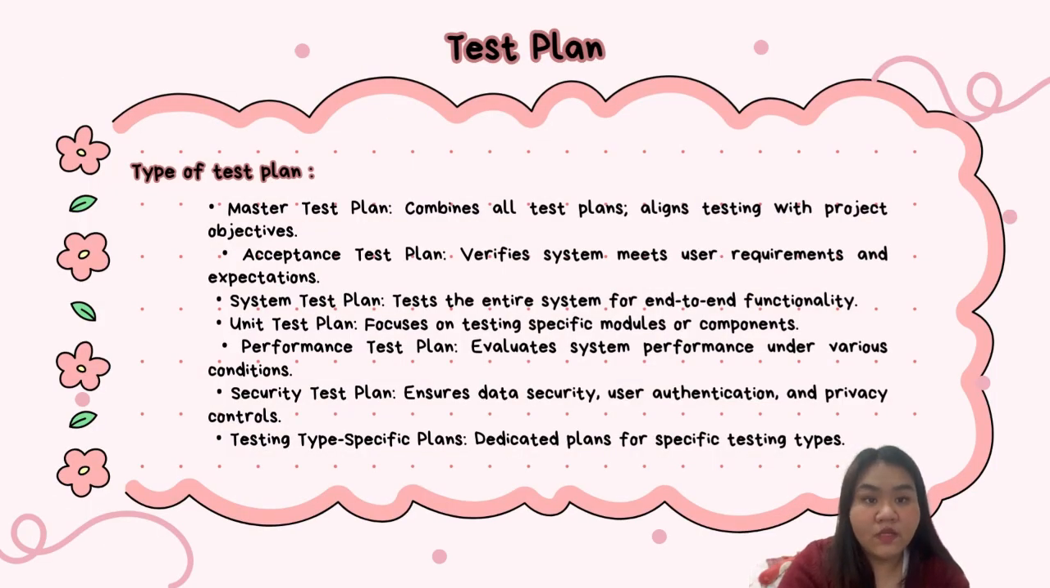In testing any system, including the online marriage registration system, various test plans ensure proper validation. The master test plan serves as a high-level document combining all test plans to ensure testing objectives are aligned with project requirements. The acceptance test plan confirms the system meets user requirements and expectations. For end-to-end functionality, the system test plan is used, while the unit test plan focuses on specific modules or components. The performance test plan evaluates how well the system performs under different conditions, and the security test plan validates data security, user authentication, and privacy.